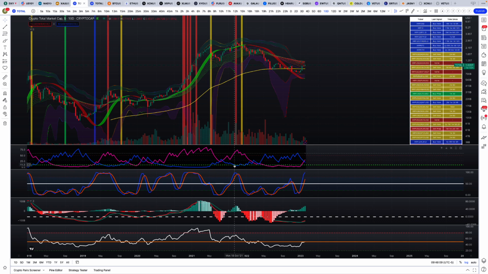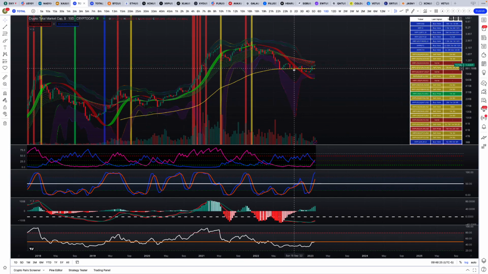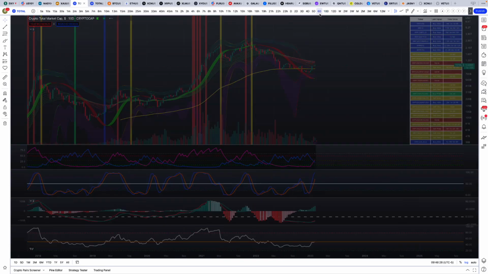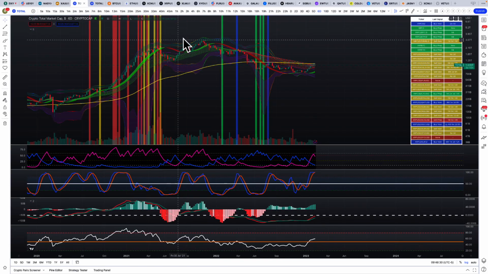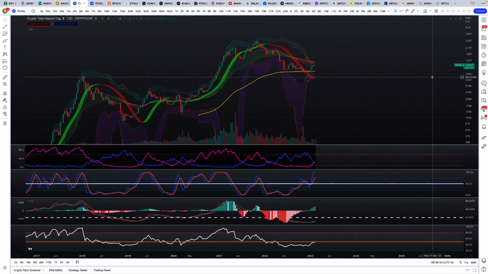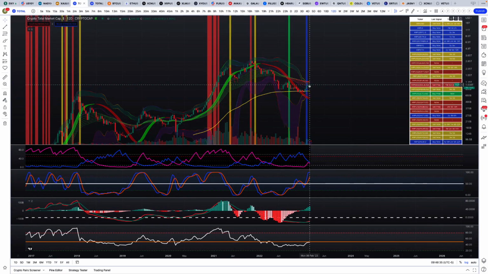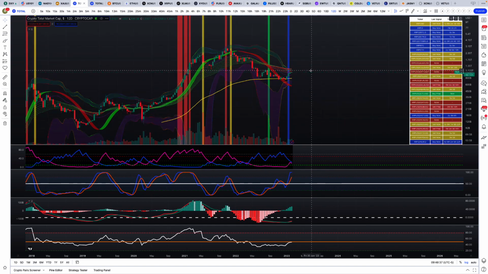Last time we saw the pink cross above the blue was over here in July 2021. We had a nice rally. Then over here in April of 2020, then we had our bull market. Then when we saw the blue cross above the pink, we had our bear market. So we're seeing the inverse happen. The same signals that were calling the bull market tops back here are the same ones that are calling the bear market bottoms here as well. So this is all good.